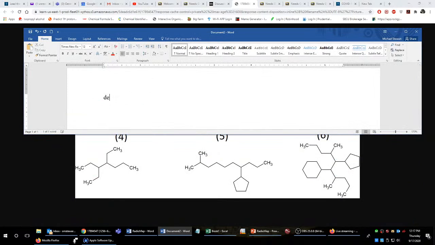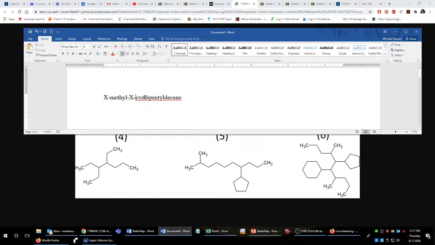Now for example 5, our parent chain is decane, and we've got 2 groups. We've got a methyl group, and we've got a cyclopentane. So cyclopentyl. Because pentyl comes after M, this is going to be, so we need a number for the methyl position, and we need a number for the cyclopentyl.